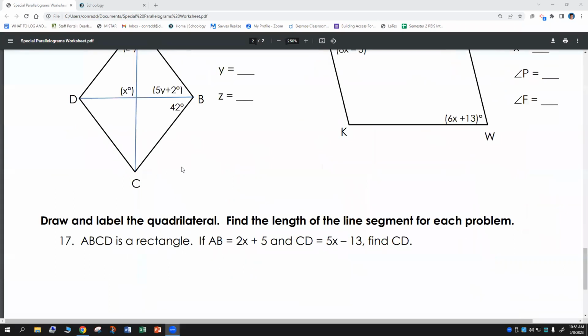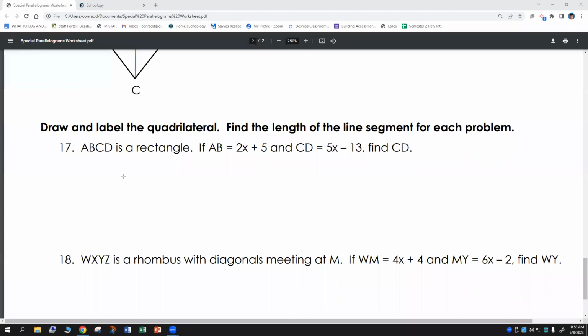All right, the last 2 you got to draw out. So let's see here. We're going to draw a rectangle. We know rectangles have 4 right angles. So we call this A, B, C, D. We know AB is 2x plus 5. We know CD is 5x minus 13. Since this is a rectangle, it's a parallelogram, right? Parallelograms are rectangles with 4 right angles. So since it's a parallelogram, opposite sides are equal. So we're going to do 2x plus 5.